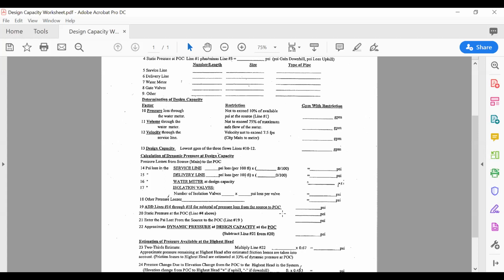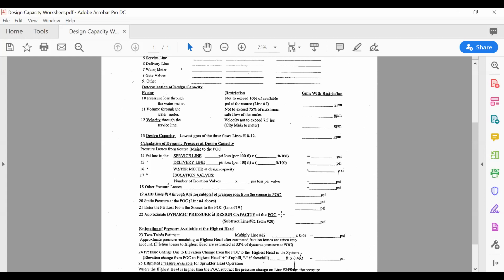So that's our pressure at our point of connection with dynamic pressure. So we have 45.95 psi to work with to get to our worst case scenario head. So now at this point, we're going to put in our pipe and our fittings, all the stuff to get to that head to make that work.